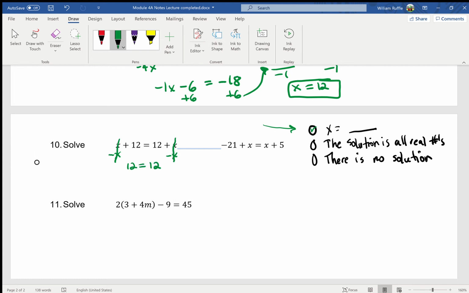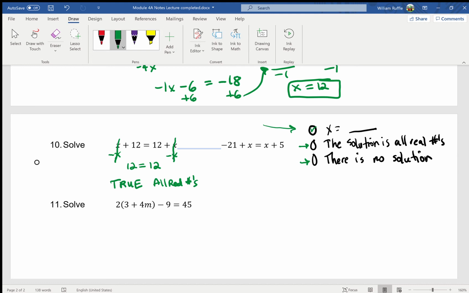Now, when the variables disappear, it's either going to be one of these two possibilities. The solution is all real numbers, or there is no solution. Now, 12 equals 12 is always true. So if my x's go and I get a true statement, it is all real numbers.